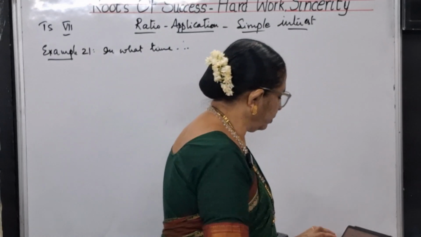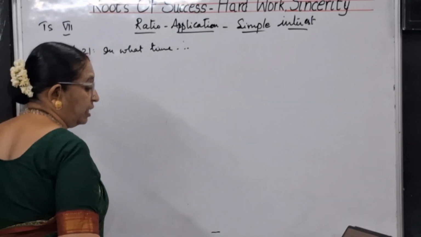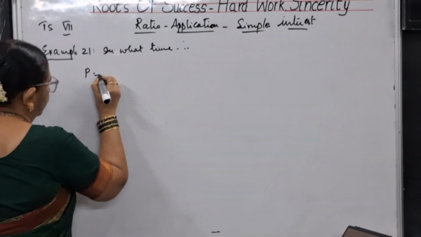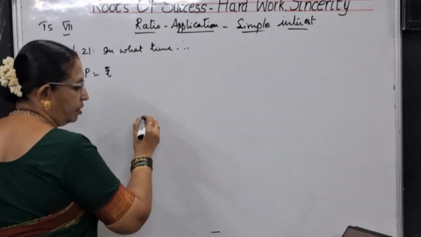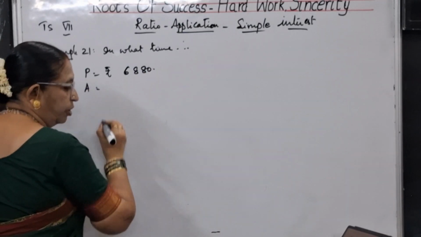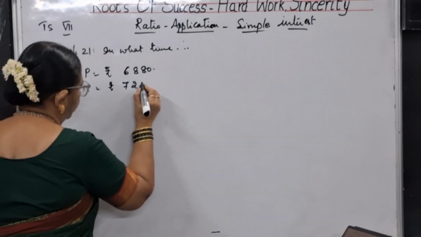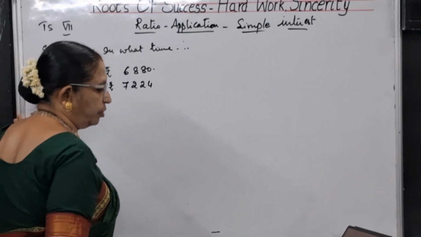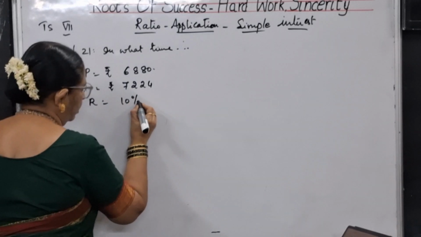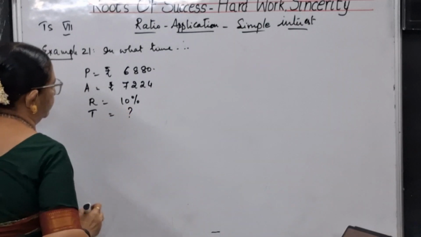So what is given to us? In what time will rupees 6,880 amount to 7,224. That means principal is given as rupees 6,880 and amount is given as rupees 7,224 and rate is given as 10%. Now, time is how much?